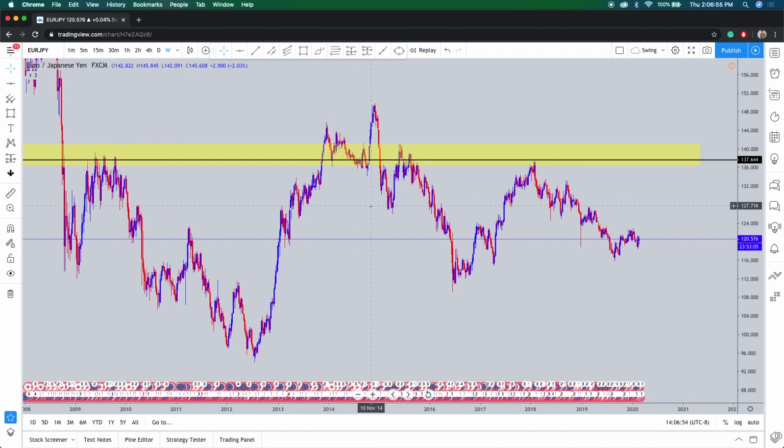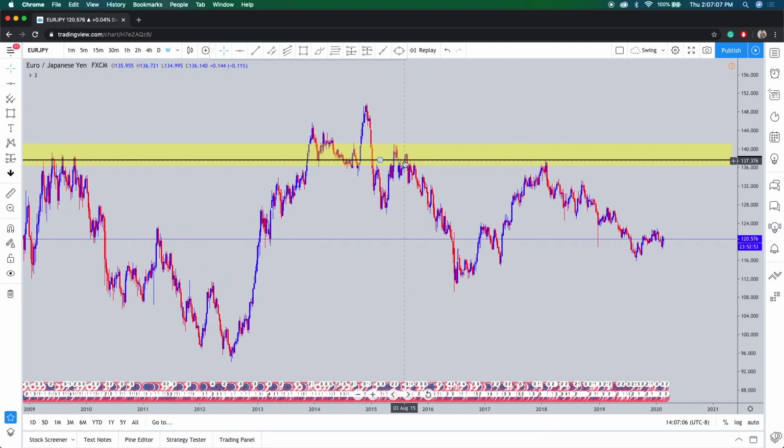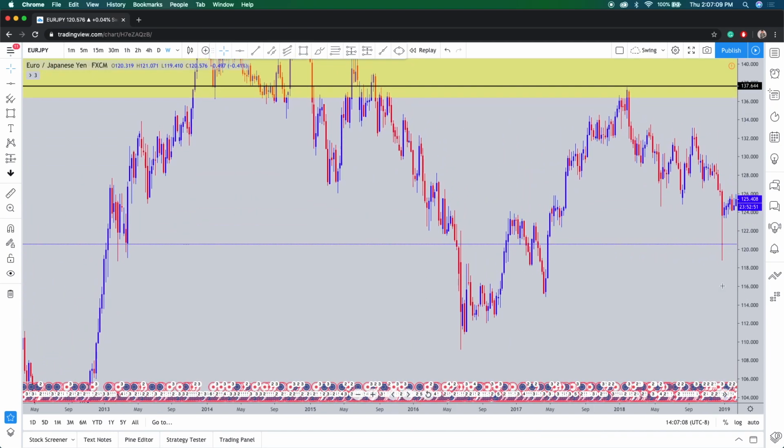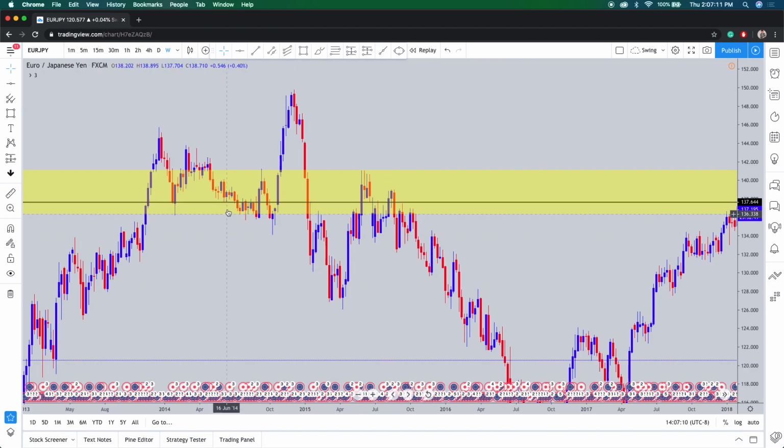When you're doing your mean line, you want to look for an exact reaction, almost to the couple of pips, off of it. We sort of saw that here. We definitely saw that there. Definitely saw that there, right there. And it helps to look at the wicks. You can tell by the wicks. You can see it wicked off of there, wicked off of there, wicked off of there.